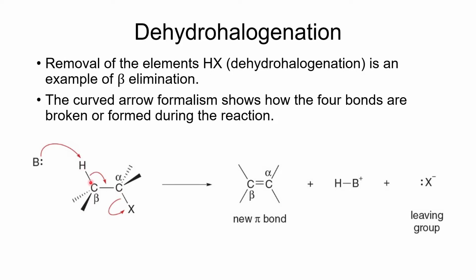And so we will remove that hydrogen and halogen at the same time, and we will form a new pi bond. All right, and that will give us the alkene, the conjugate acid of our base, and a new bond between the alpha and beta carbon. And then, of course, there is our leaving group.